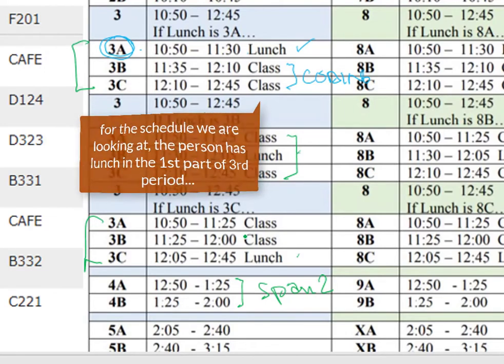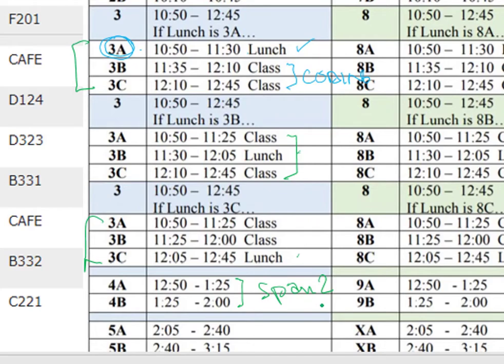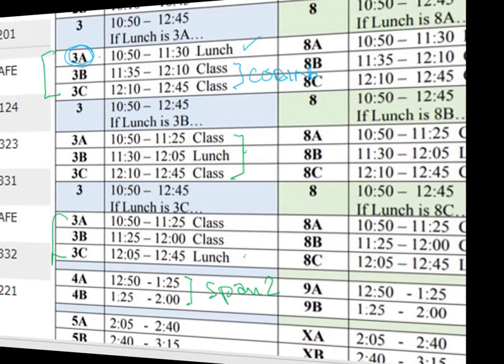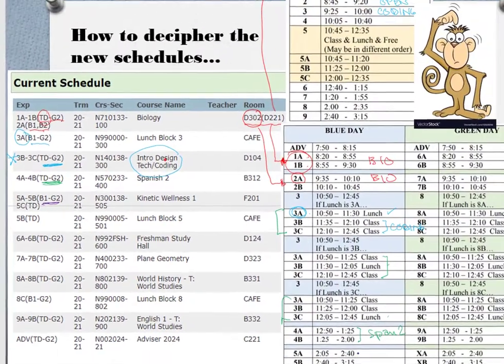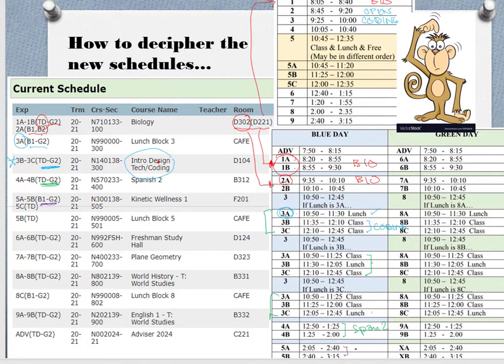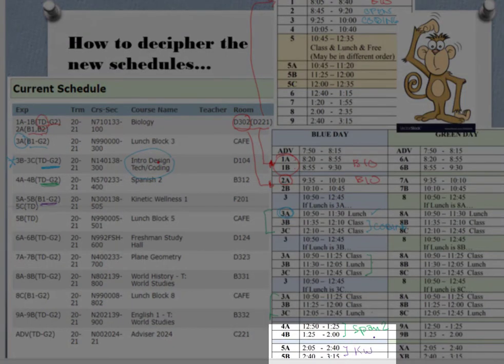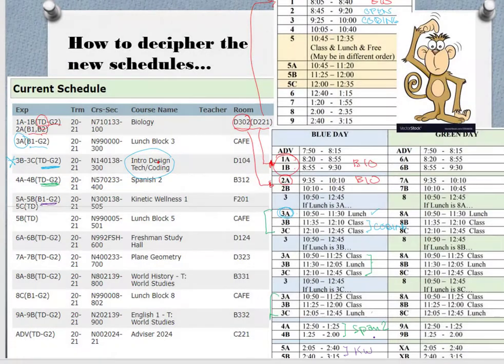Okay, so we just finished up period 4 with Spanish 2, and now we're going to move to period 5. Okay, so now we're looking at period 5. Again, we're looking at it from the standpoint of the blue days and the green days. We're looking at 5A and 5B going to kinetic wellness. Okay, and that's your gym class.